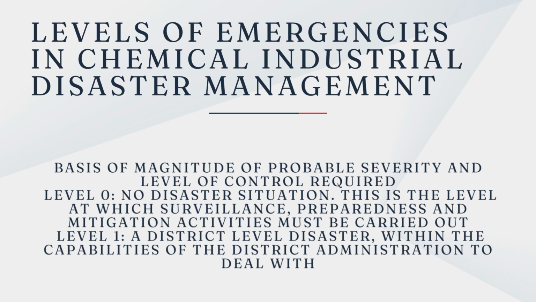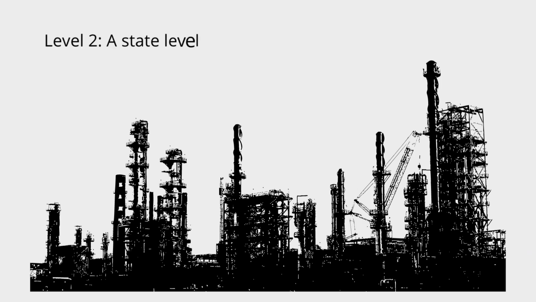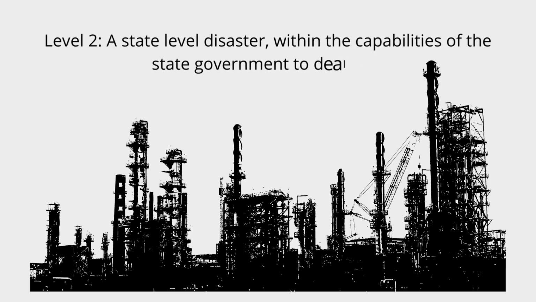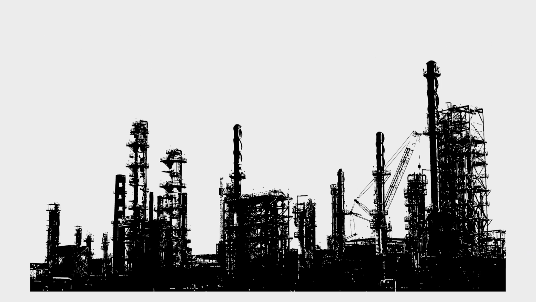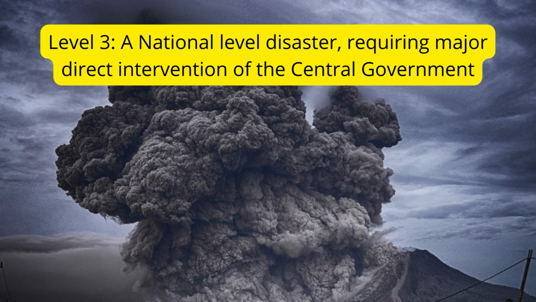Level 1 is a district level disaster within the capabilities of the district administration to deal with. Level 2 is a state level disaster within the capabilities of the state government to deal with. Level 3 is a national level disaster requiring major direct intervention of the central government.